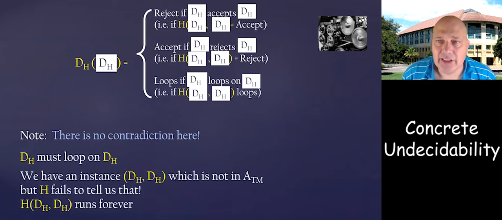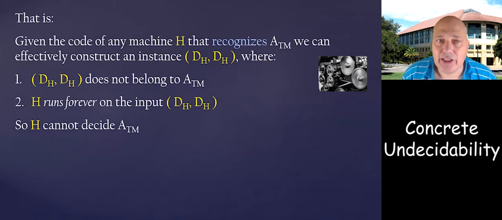And this means that we have an instance D_H which is not in ATM, because if it was in ATM, then H of D_H would accept, but H fails to tell us about it. So H on D_H runs forever. It means that if you have H that recognizes ATM, it doesn't decide. For every H that recognizes, we can find an input that makes it run forever. So, concluding, given the code of any machine H that recognizes ATM, we can effectively construct an instance D_H where D_H does not belong to ATM. If H would decide, then H would reject it. But instead of rejecting, H runs forever on the input D_H. So H, therefore, cannot decide ATM. A machine that decides ATM would give an answer always.